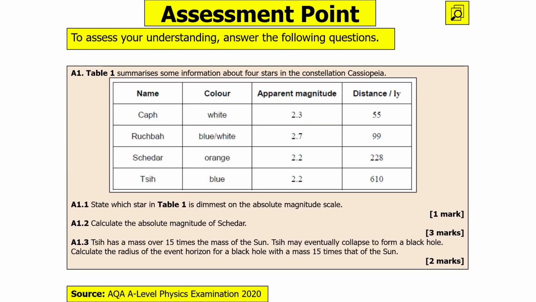The next question says, Table 1 summarizes some of the information about 4 stars in the constellation of Cassiopeia. State which star in Table 1 is the dimmest on the absolute magnitude scale. Calculate the absolute magnitude of Schedar. Then Chush has a mass over 15 times the mass of the Sun. Chush must eventually collapse to form a black hole. Calculate the radius of the event horizon for a black hole with a mass 15 times that of the Sun. So pause the video now, then unpause the video when you want to go through your answer.